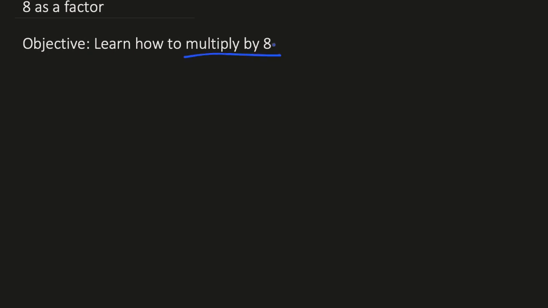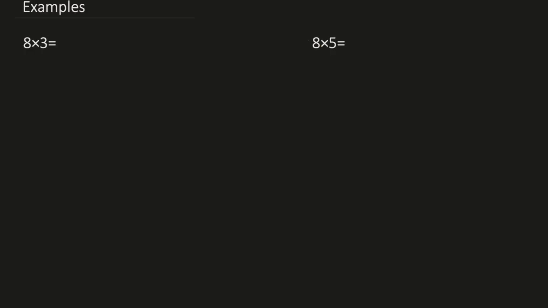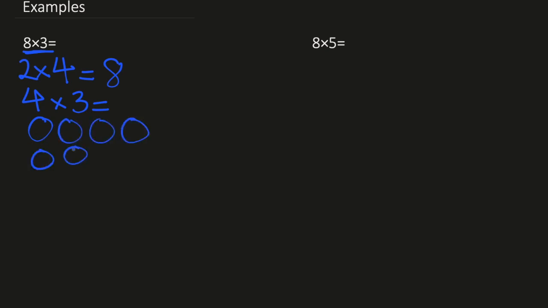So, let's get started. First up, we have a few examples here. We have 8 times 3. We know that 8 is 2 times the amount of 4. So 2 times 4 equals 8. That means 4 times 3 would be half the amount of 8 times 3. So we can use that and draw an array to show 4 times 3. We're going to draw 3 rows of 4 to show 4 times 3.